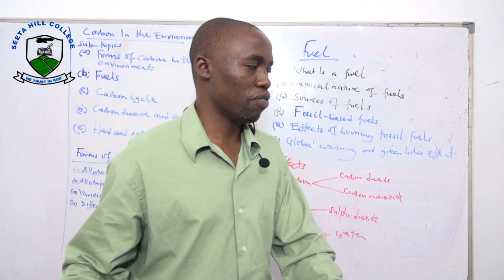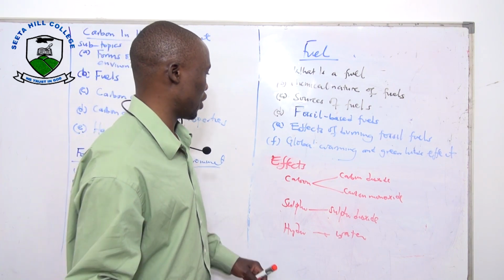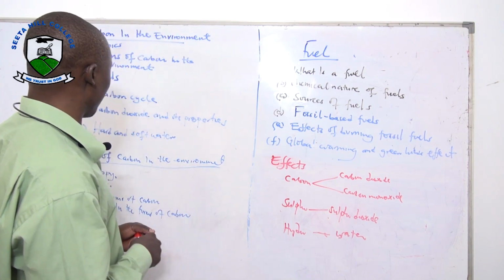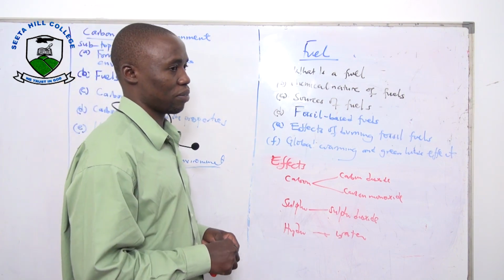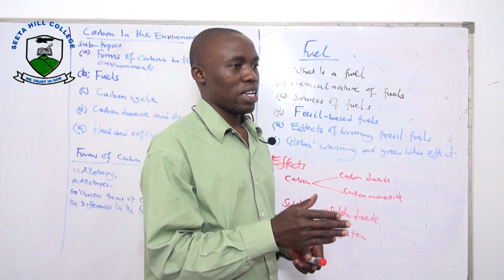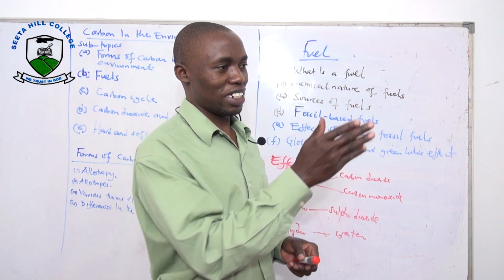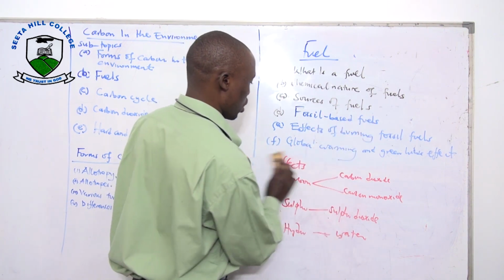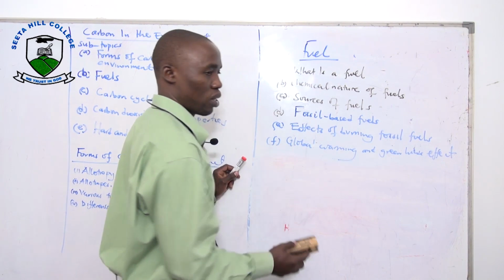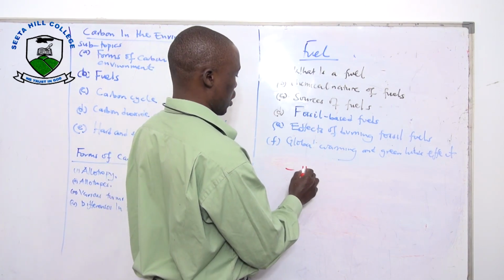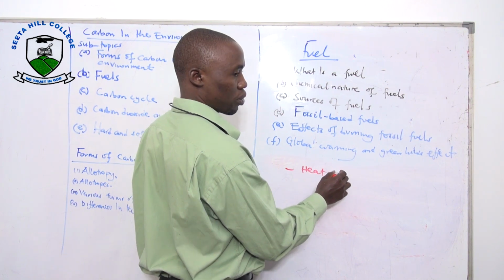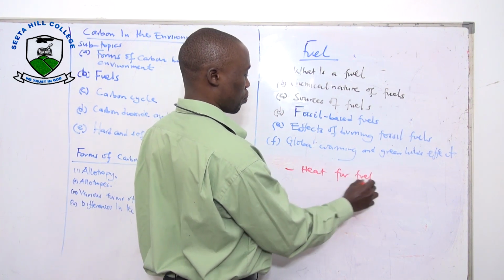Effects of burning fossil fuels. Now let us try to hurry because things are many to exhaust. See, heat is formed. Okay. Effects of burning fossil fuels: production of heat. Heat for fuel, not so? Yes, heat for fuel. What else?